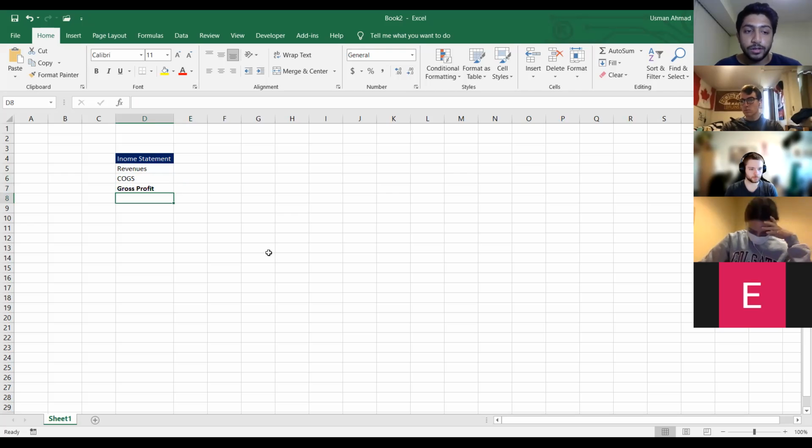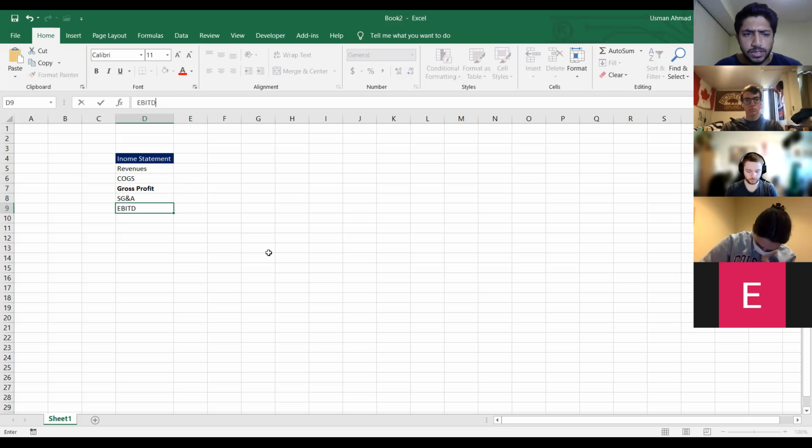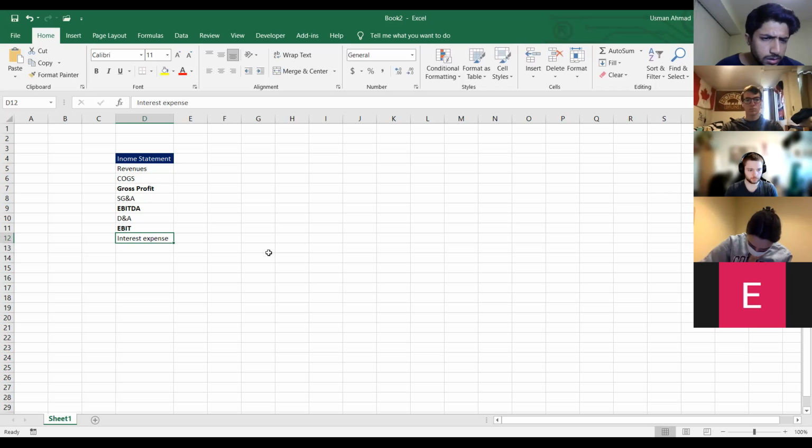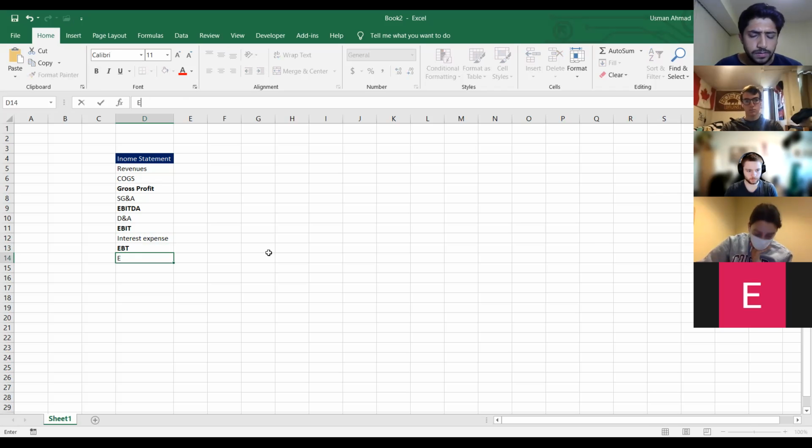So we have the revenues, we have COGS, which is cost of goods sold. We have gross profit, and then we have SG&A. Then we have EBITDA. And then we have depreciation and amortization. And then we have the EBIT. Then we have interest expense. And then we have EBT. And then we have the taxes, and then we have net income. And then we have dividends.